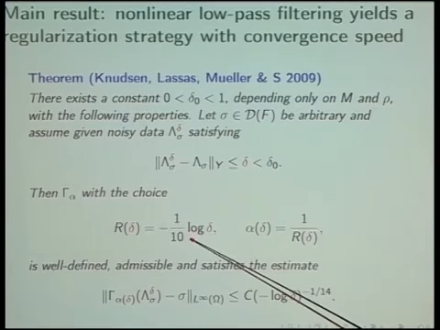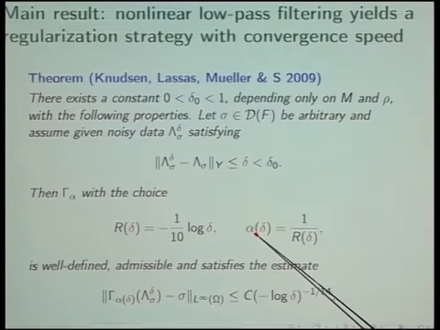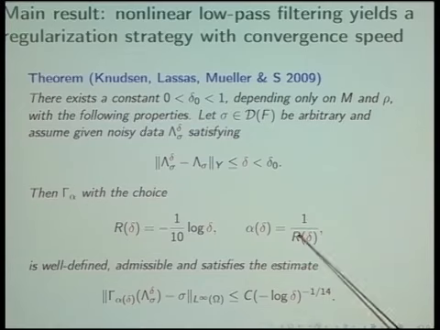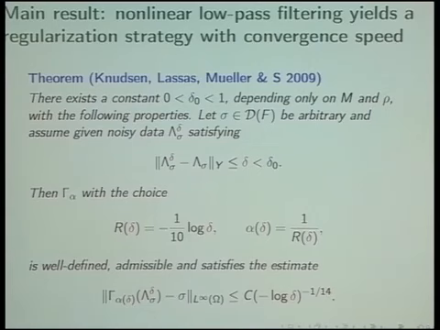It's just an explicit formula like this. And we define the regularization parameter by 1 over the cutoff frequency. This way, the theorem states we get a well-defined regularization strategy, where the error goes to 0 when the noise level goes to 0. Additionally, we can give an explicit convergence rate in a Banach space.